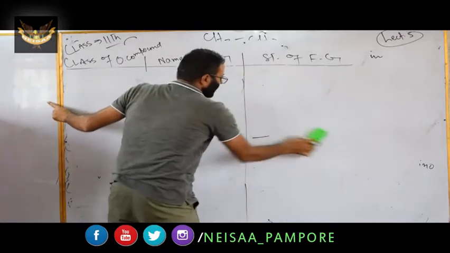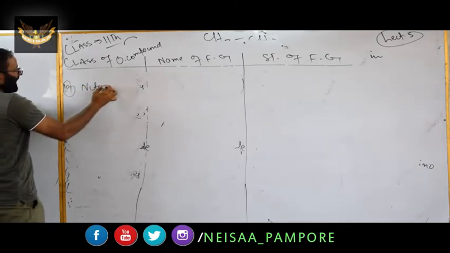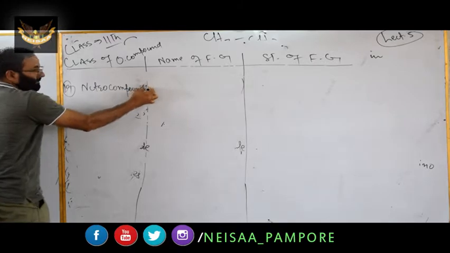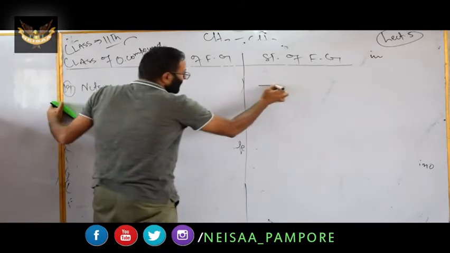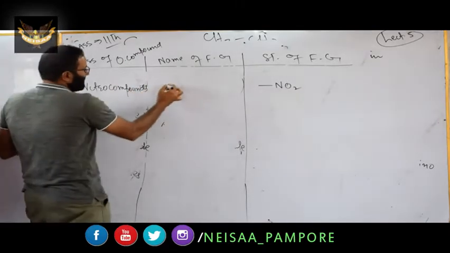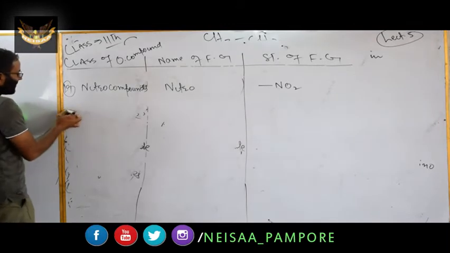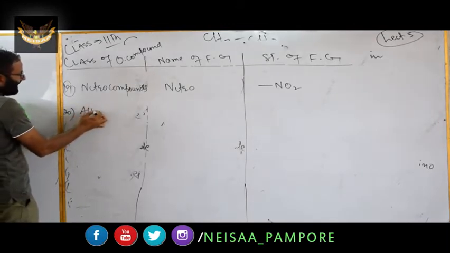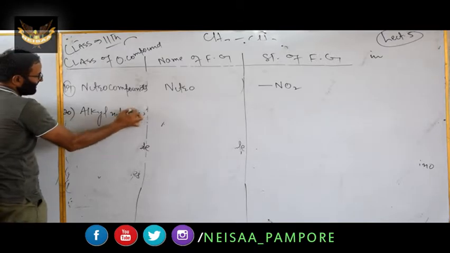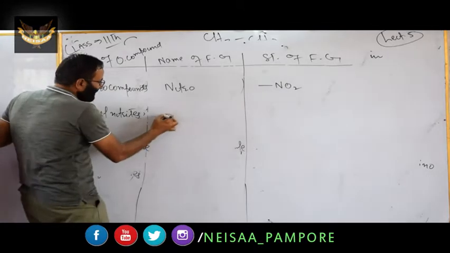Now we have the 19th one, nitro compounds. The functional group is nitro, which you have also studied in matric. Remember, its name is nitro. We have the 20th, alkyl nitrites. Remember this point, alkyl nitrites. The name is nitrite.